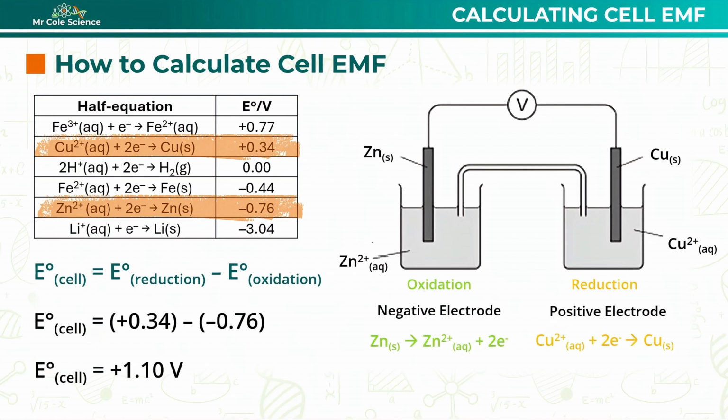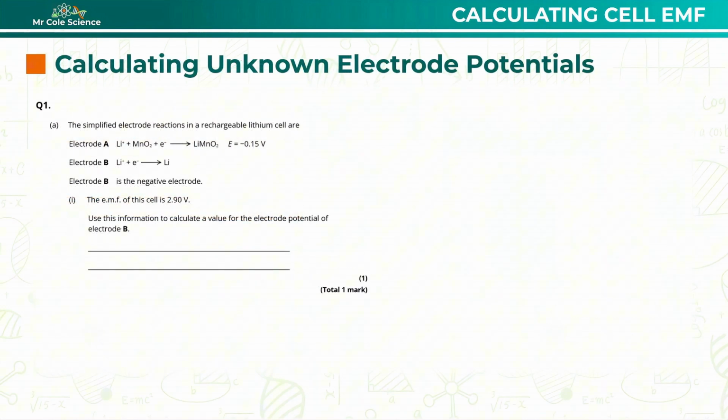And this is where students often go wrong. You don't need to flip any values from the electrochemical series. You just subtract the oxidation electrode potential from the reduction electrode potential. And once you've got that process nailed, EMF questions just become routine. However, sometimes exam papers will give you the cell EMF and one electrode potential and ask you to calculate the other electrode potential, as you can see here.